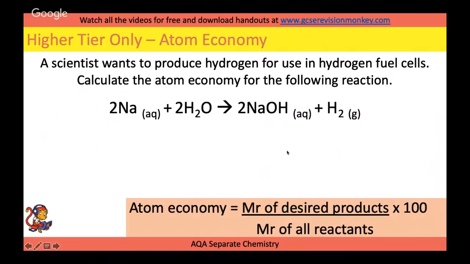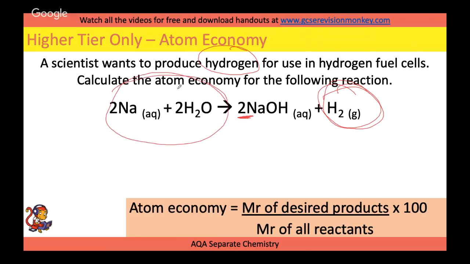Atom economy then. This is the only time where you do take into account the numbers in front when you're working out relative formula mass. It's the only time. So a scientist wants to produce hydrogen. That's their desired product. Calculate the atom economy. So you need to do the MR of hydrogen over the MR of the reactants. It's basically a percentage of what you put in the reaction that you actually want. So that would be 2, because 2 times 1 is 2, divided by 2 times 23, which is 46, added to 2 plus 16, which is 18, times 2 is 36.